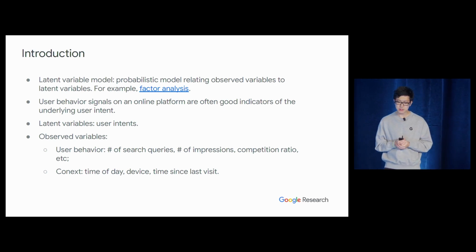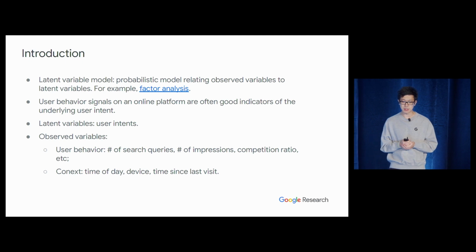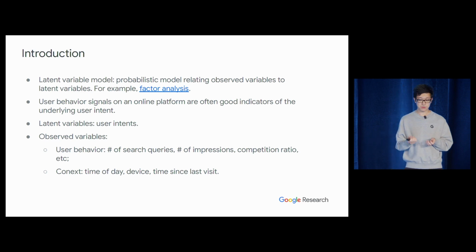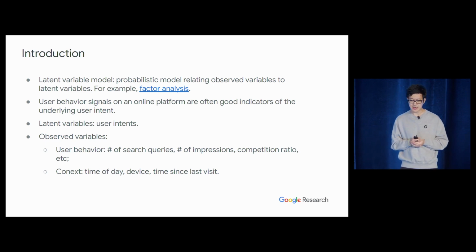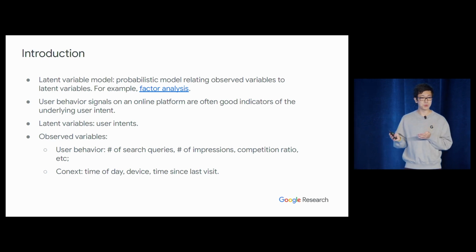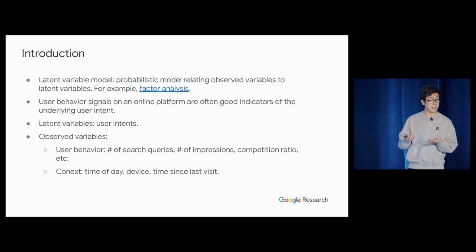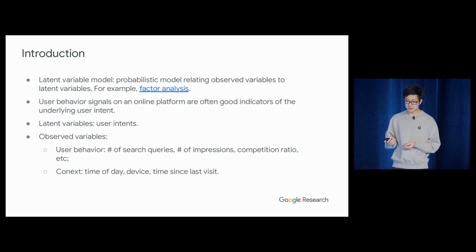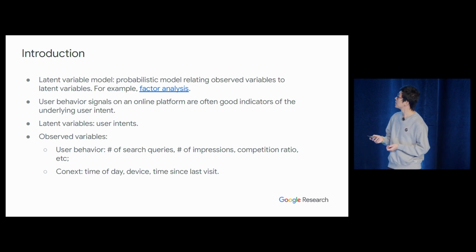And also, the contextual information could be very important, like in the example I just gave, like time of day or day of the week, and what device you are using, and the time since last visit. So basically, those variables together, they are observed. So we use them as observed variables to infer the user intent as latent variables. That's a very high-level summary of our approach.